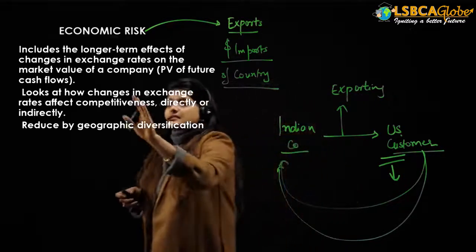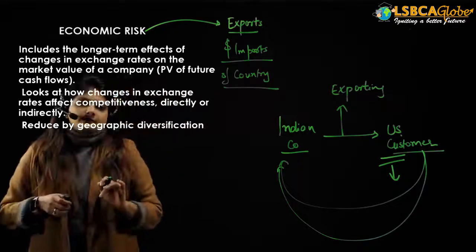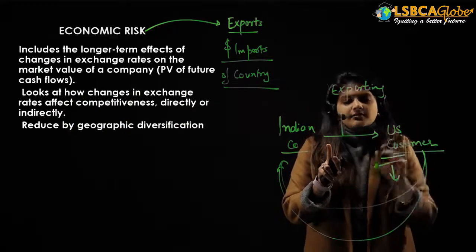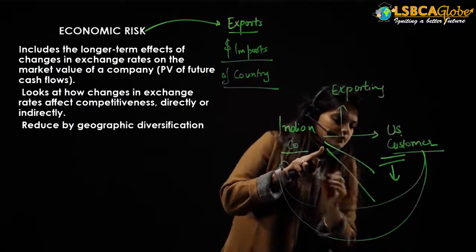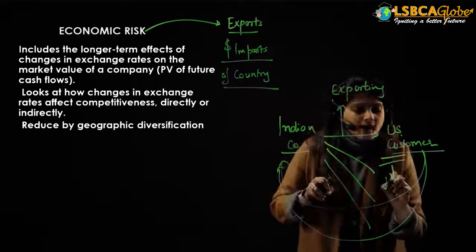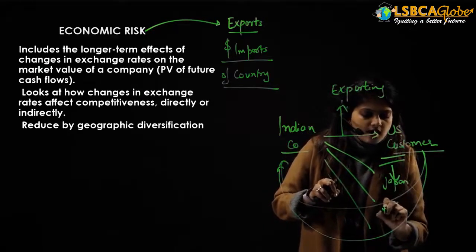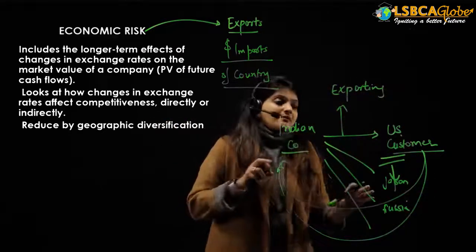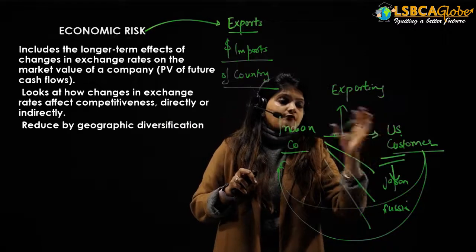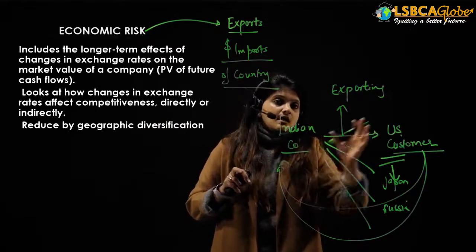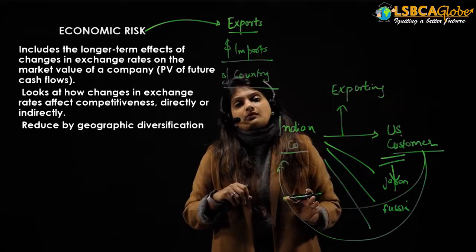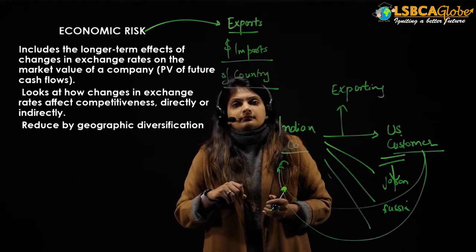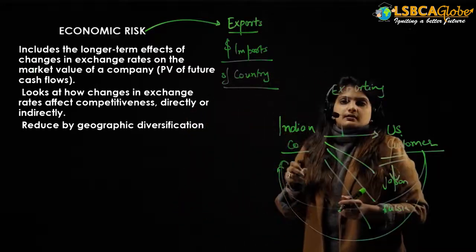So economic risk could be diversified away by not selling in a single country, instead selling in multiple countries. So you can make sales in Japan, Russia, to cover this sort of a risk. Why? Because even if the exchange rate between two countries' currencies changes, the other exchange rates would be the same. So as a result, your exports would not get affected in these countries. That is known as economic risk.